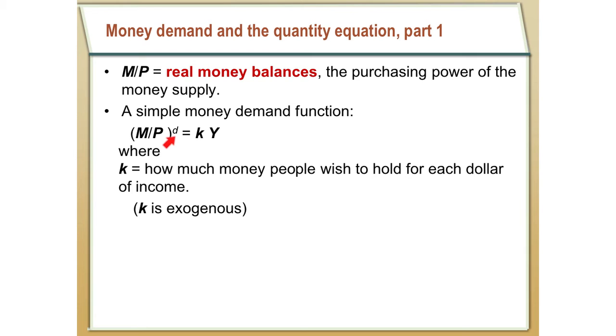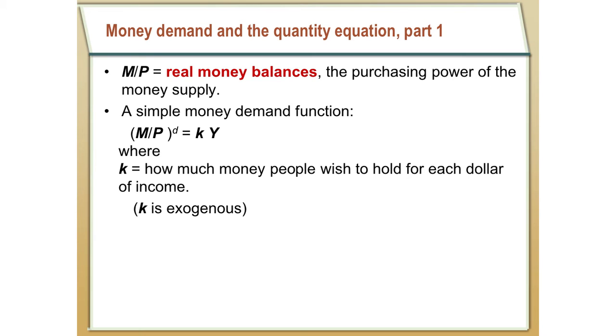This little d means demand. So the demand for real money balances is equal to k times Y. Remember, Y we think of as real GDP, but simultaneously it's a measure of income as well. So in this context, think of this Y as income. What this says is that our demand for real money balances is based on our income. It's a function of our income, and we want to hold a fraction k of our income as money available for purchases.